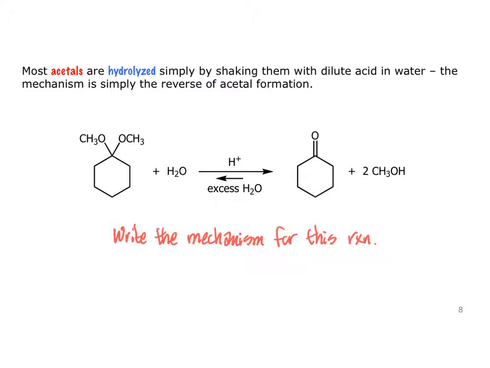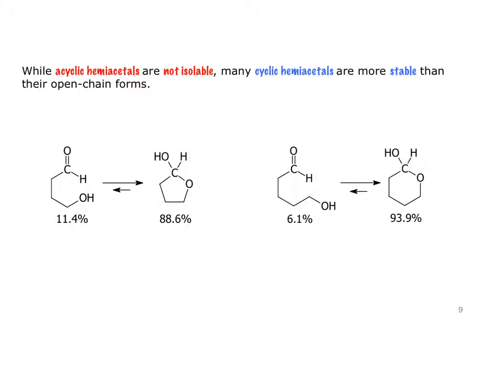You should be able to do that. So, the reverse mechanism of the acetal formation. Now remember, halfway through our mechanism, we got to a structure called a hemiacetal. Normally hemiacetals can't be isolated if they're acyclic, but there are scenarios where they can be isolated and they're actually quite stable. These compounds that you see here exist largely in the form of their hemiacetals.